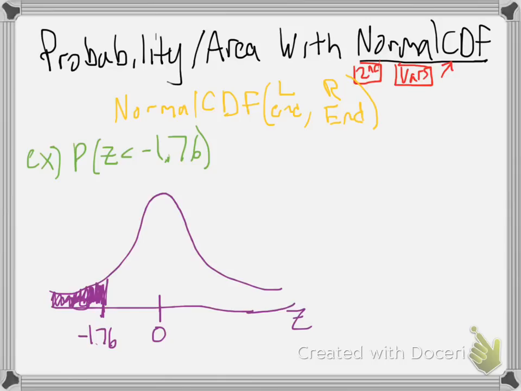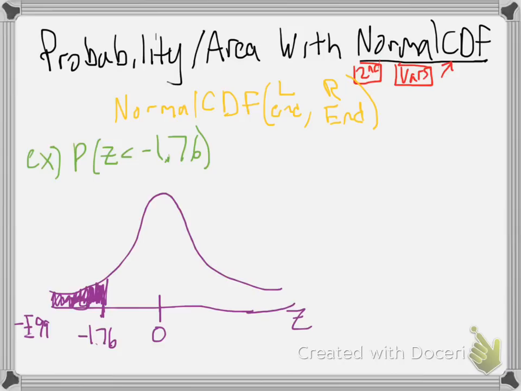The area goes off forever and ever to the left. That's negative infinity. In our calculators, we're going to use this symbol for negative infinity, E99. The E is our scientific E from the calculator, and 99 just means a 1 with 99 zeros behind it. So negative E99 is our infinity for the calculator.